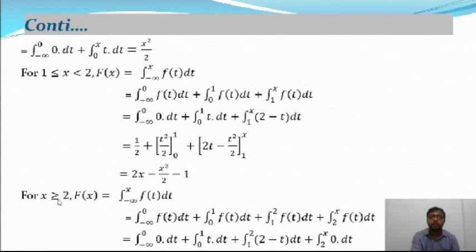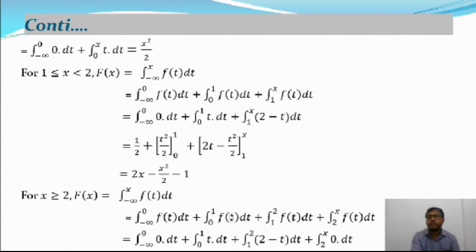And when x is greater than or equal to 2, then the distribution function F(x) is equal to the integral from minus infinity to x of f(t) dt. Okay, this is the definition of the distribution function. In that case, the interval minus infinity to x is divided into 4 parts. First one is minus infinity to 0 f(t) dt. Second one is 0 to 1 f(t) dt. Third one is 1 to 2 f(t) dt, and fourth one is 2 to x f(t) dt.